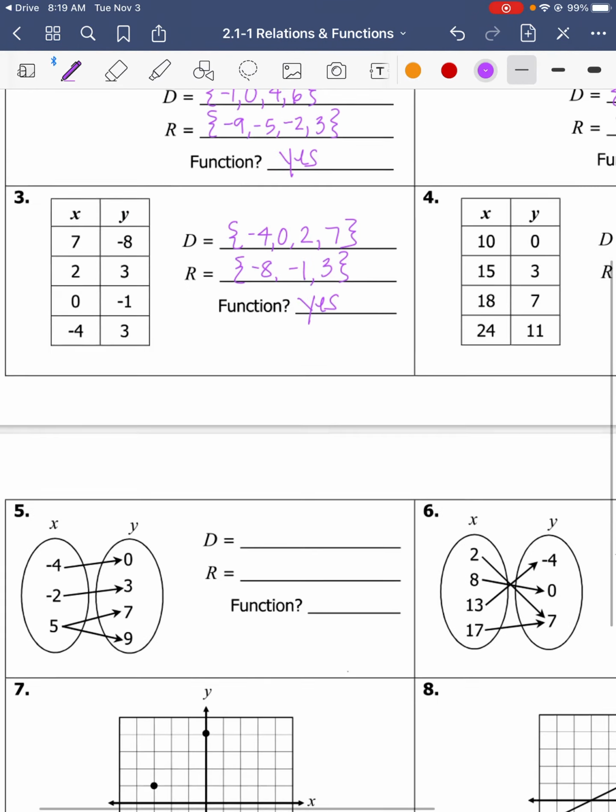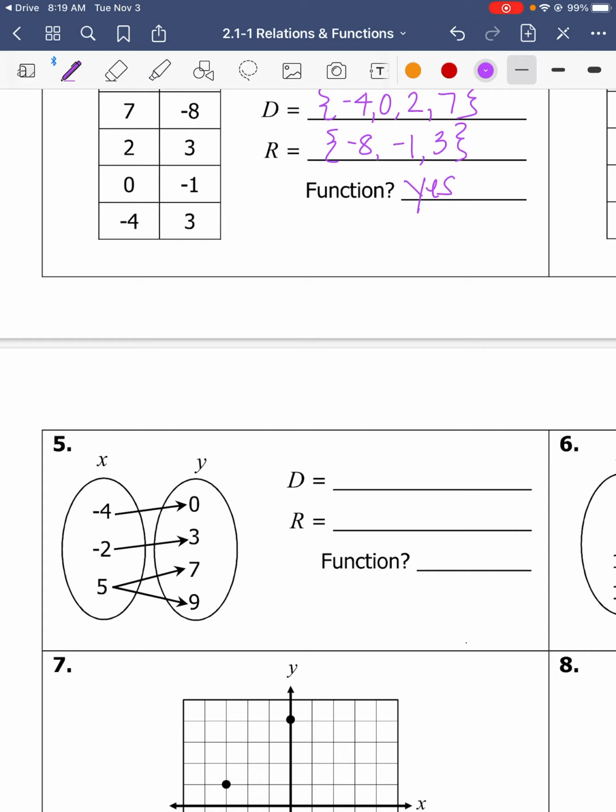Okay, so looking at number 5 and 6, it looks like we're going to be looking at some mapping. This is what we consider mapping when we have these 2 ovals and we have values contained and then there are arrows drawn to show the relationships here. All of our x values are in the left oval with the label of x, so we can just list those out from smallest to largest. We have -4, -2, and 5. Okay, and in the range we have 0, 3, 7, and 9.